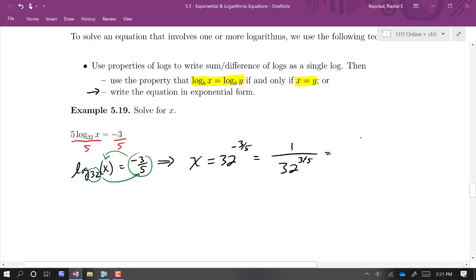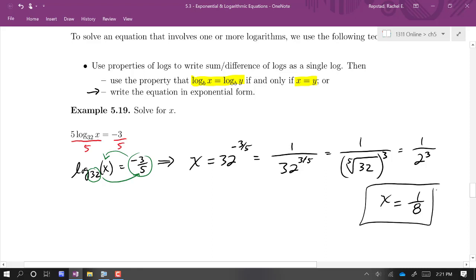And a 3/5 power means we're taking the 5th root and then cubing it. And 32 is a perfect 5th power. It's 2 to the 5th, so the 5th root of 32 is 2. We get 1 over 2 cubed, and that means we get 1/8. So there it is as an exact value. Of course, right here, you could plug this into the calculator and get the same result.